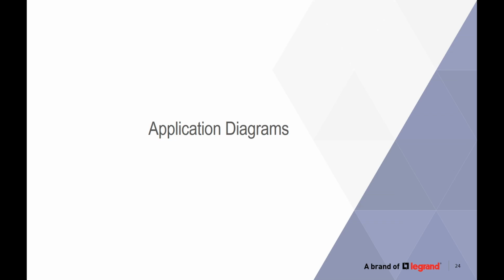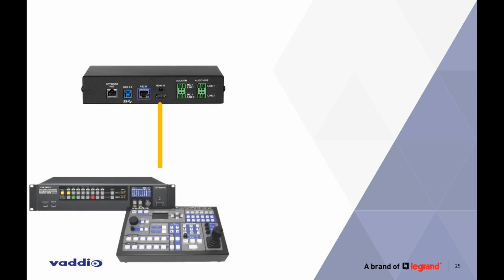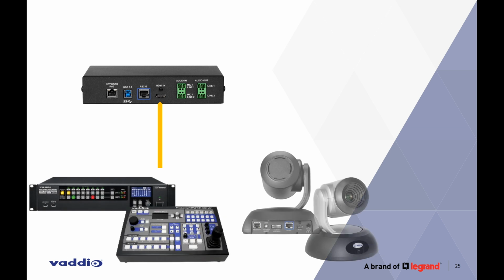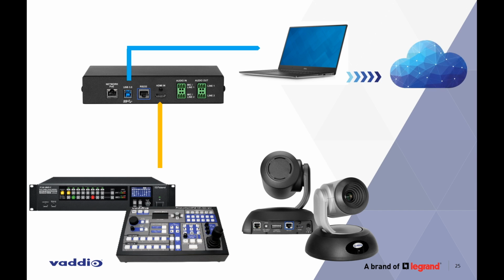So let's go into some diagrams. Now, these are going to be pretty simple, especially for those of you that are familiar with our AV Bridge line. Basically, we're taking an HDMI source in, whether that be from a larger mixer or a camera source directly. And then we are connecting one of our streaming outputs, in this case USB, to a computer to take it out to the cloud, whether that's recording, streaming, whatever, distribution.